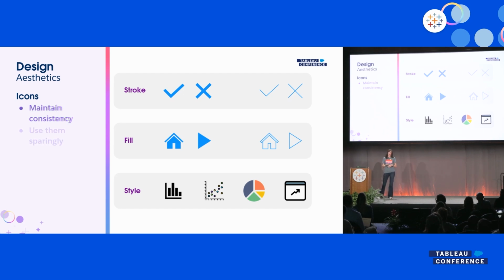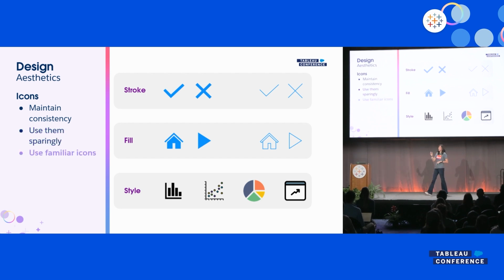You also want to use icons sparingly. An icon is going to draw focus, and anything that's on your Viz drawing focus away from your data, you don't want to put too much of. So make sure that they have a purpose and a real job to do in your Viz before you use an icon.